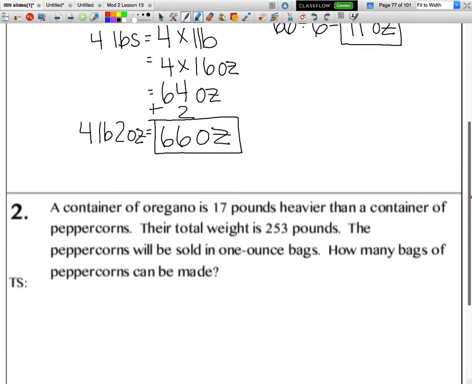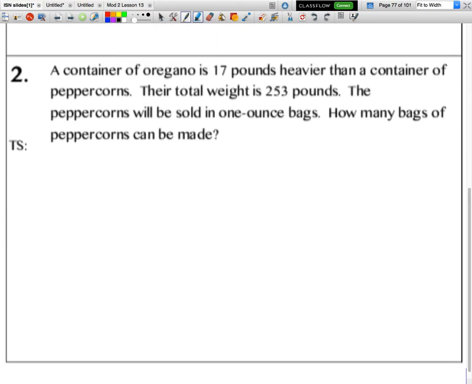All right, let's look at our second one here. This one requires a little bit of work, so don't write too big. A container of oregano is 17 pounds heavier than a container of peppercorns. Their total weight is 235 pounds. The peppercorns will be sold in 1-ounce bags. How many bags of peppercorn can be made?